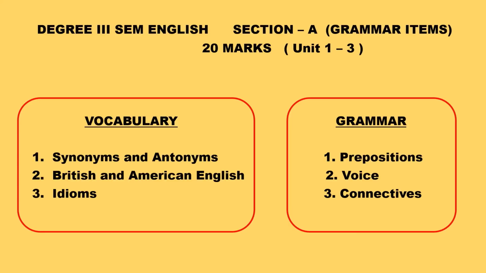Hello everyone. Today we are going to discuss Degree 3rd SEM English Section A Grammar Items. So we all know that in the 3rd SEM we have 3 vocabulary items and 3 grammar items. Under vocabulary we have synonyms and antonyms, British and American English and idioms. And under grammar we have prepositions, voice and connectives.